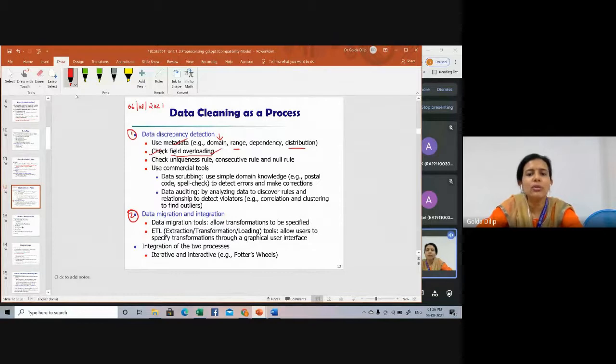Then there are three rules mentioned here: uniqueness rule, consecutive rule, and null rule. Uniqueness rule. What about the uniqueness rule?